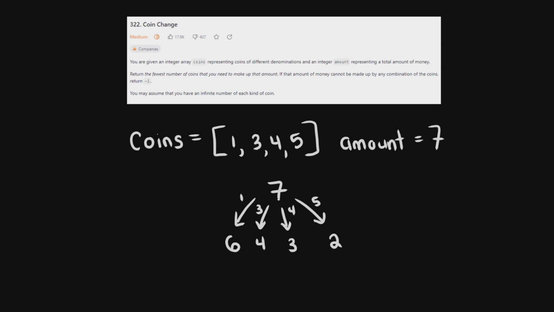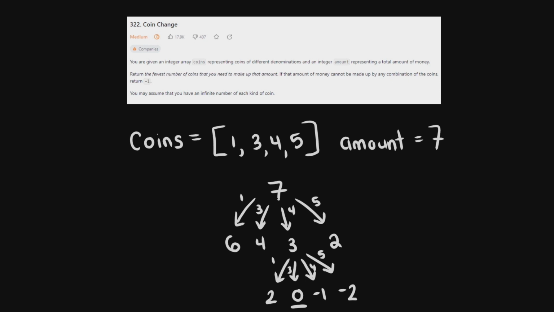And then we can continue this for each of the resulting options. So let's take a look at the amount of 3. We have, again, 4 paths. We can either take the $1 coin, the $3 coin, the $4 coin, or the $5 coin. So 1, 3, 4, and 5. And if we take the 1, we'll get a value of 2. And then if we take the 3, we'll get a value of 0. This is very important. If we take 4, then we'll get -1. And if we take 5, we'll get -2.